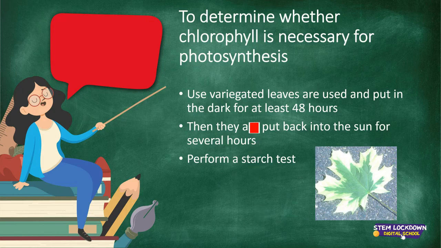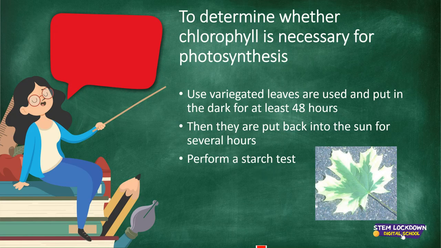So another test that we can have is to determine whether chlorophyll is necessary for photosynthesis. Okay, so we use variegated leaves, and we put them in the dark for at least 48 hours. Remember that I said that putting the plants in the dark is to prevent photosynthesis from happening. Then the second bullet says the leaves are put back into the sun for several hours, okay? And then we perform a starch test, okay? So this is what's happening.